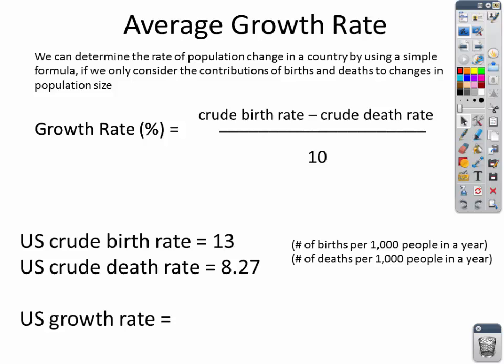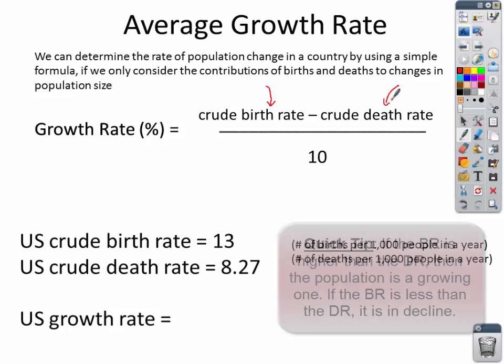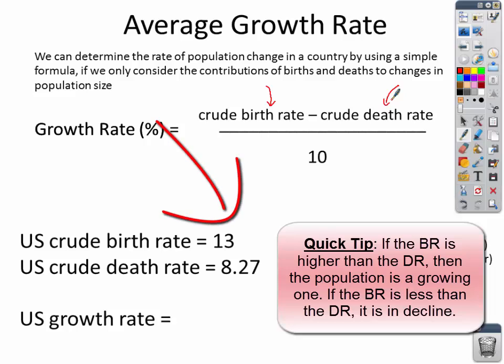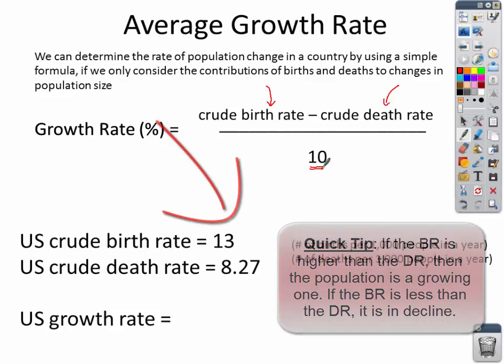All right, an important number is the average growth rate, and that's expressed in a percentage. So what we're going to do is compare what's called the crude birth rate, the number of births per 1,000 people in a year, to the crude death rate, the number of deaths per 1,000 people in a year. And then we can put that into a percentage, and we get what's called the growth rate.